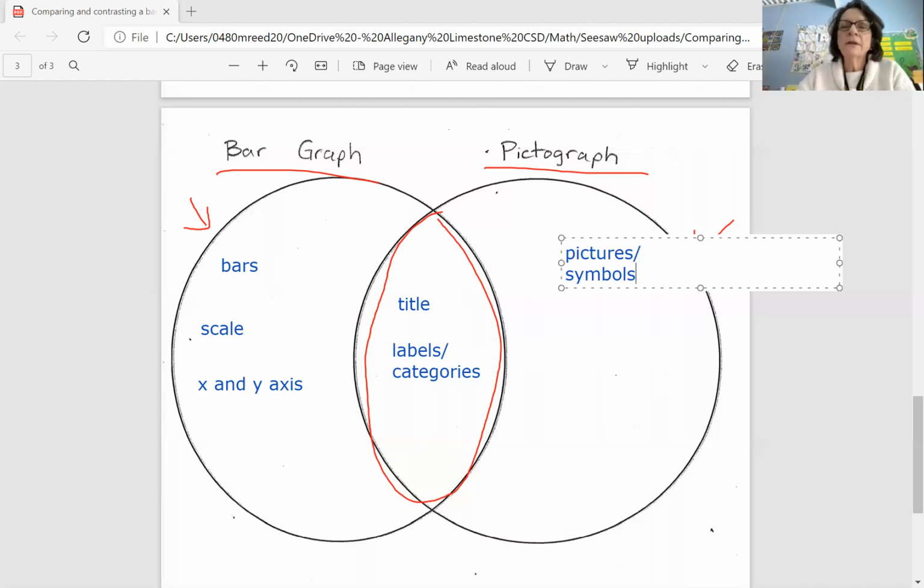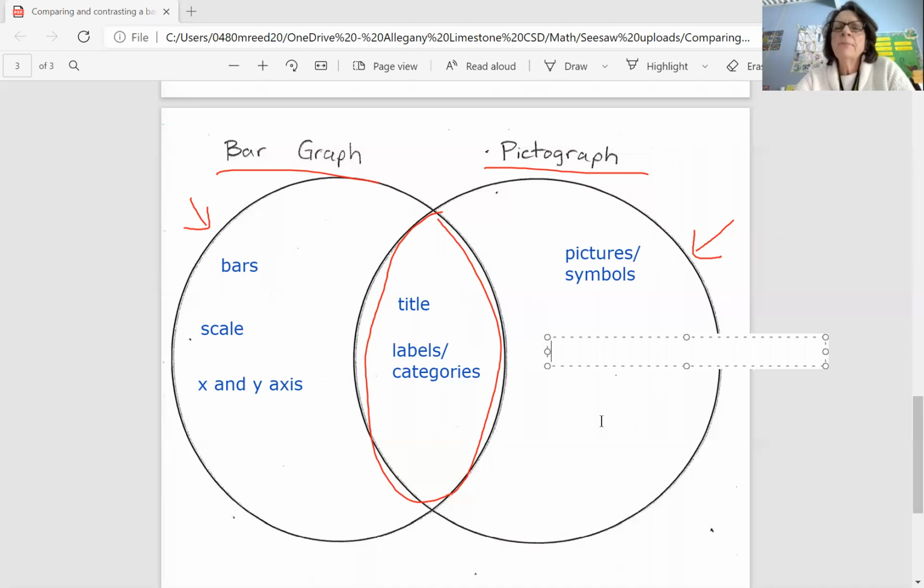There's another way they're different though too. Again, if you go back to your list of characteristics, what does a pictograph have that a bar graph does not have? Remember, it's the most important part of the pictograph. And if you go back and read your characteristics, the part that a pictograph has that a bar graph does not have is the key. And again, I'm going to put these asterisks by that because that is the most important part of the pictograph.